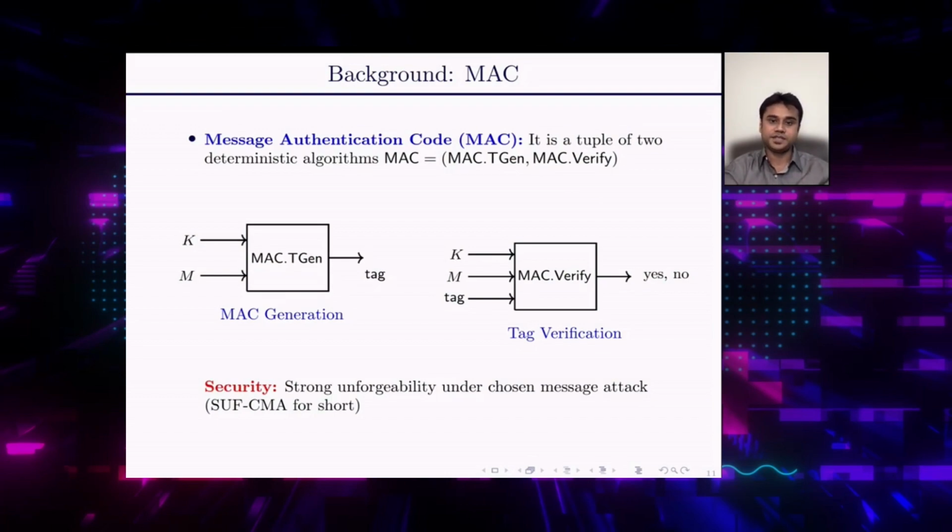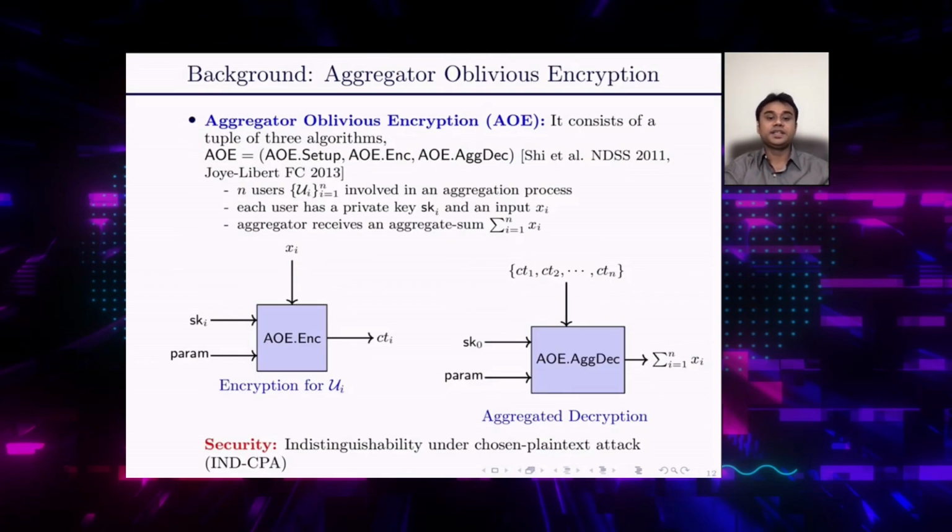Now, before we present our scheme, let's quickly look at two cryptographic primitives which we are going to use in our construction. The first one is a message authentication code. A message authentication code basically has two algorithms: one is the MAC generation algorithm and the other produces a tag. In our construction, we need strong unforgeability under chosen message attack security for a MAC scheme.